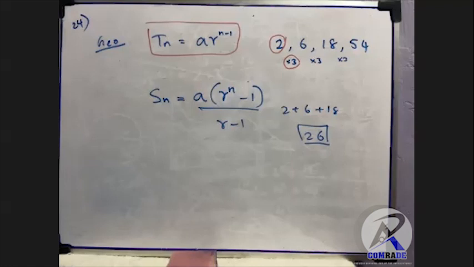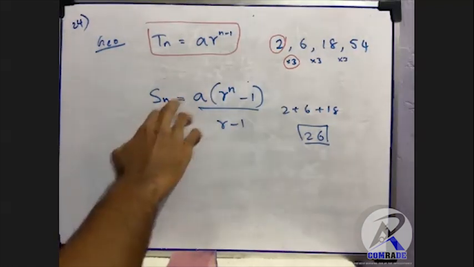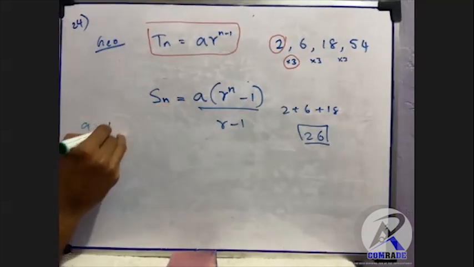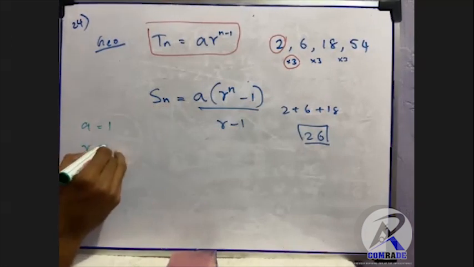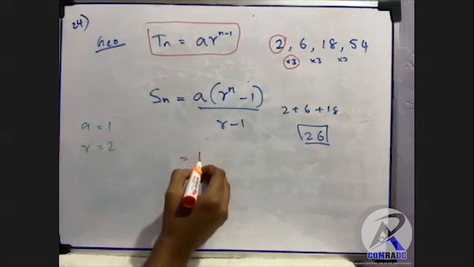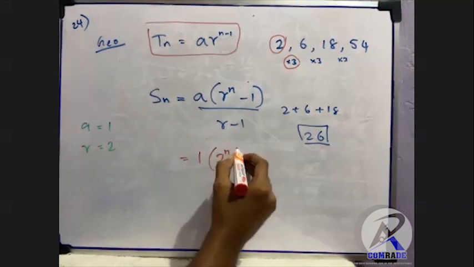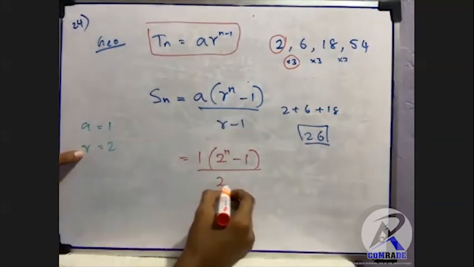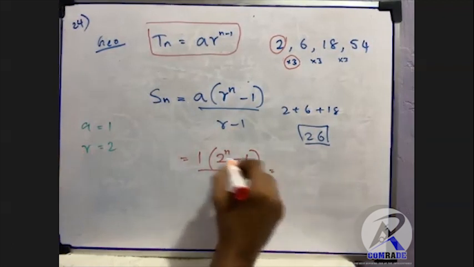Write down an expression in terms of n for the sum of the first n terms of a geometric progression whose first term is 1 and common ratio is 2. That's given. So here, how do I find it? Sn equals a, which is 1, times r, which is 2, to the n minus 1, over r minus 1, which is 2 minus 1.